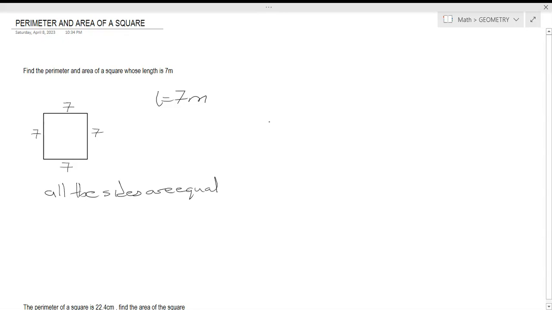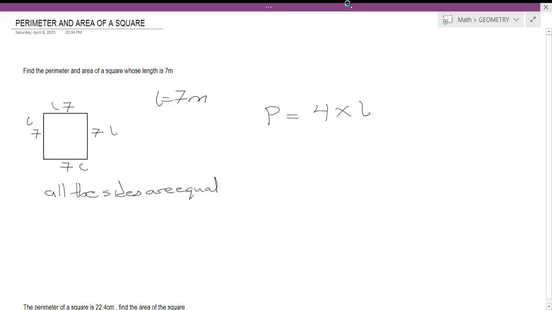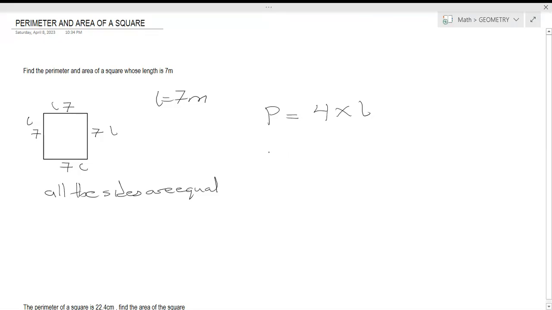So the perimeter of a square, the P will be equal to 4 times L, because you have L here, L here, L here, and L here. If you add it, that'll just be 4 times L. That's the formula for the perimeter of a square. So our answer will be 4 times 7 meters, which will be 28 meters. So the perimeter of this square is going to be 28.